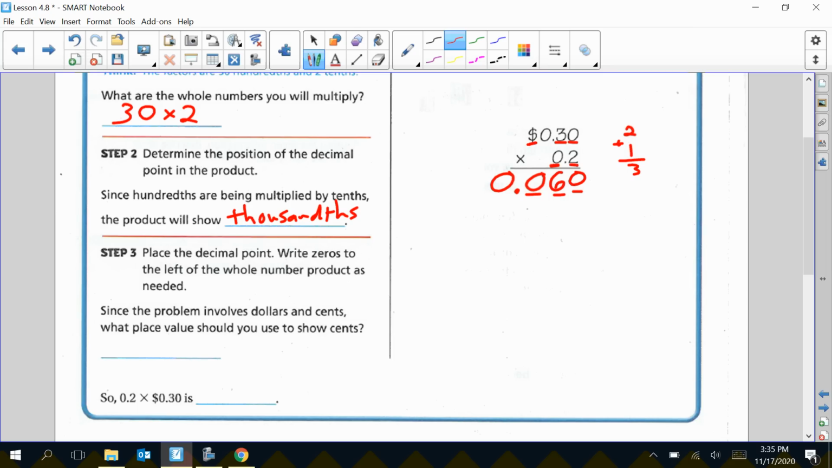But remember, we're talking money. So if we place a decimal or a dollar sign there, and because we only can have 2 places to the right of the decimal in money, we need to get rid of this last 0, and the answer would be 6 cents.